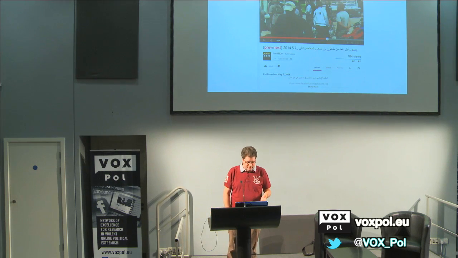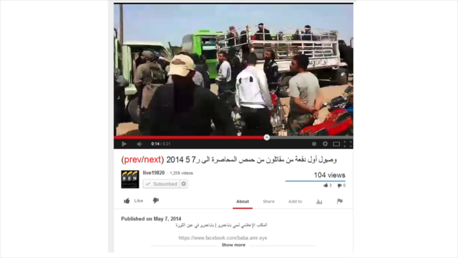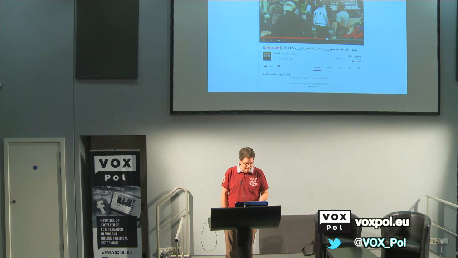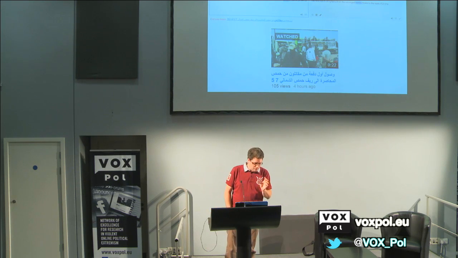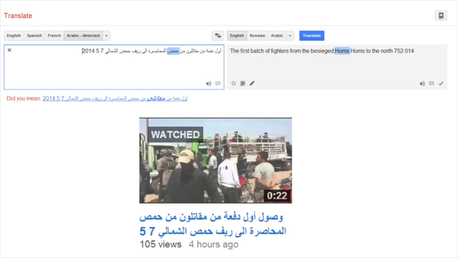So here we've got quite a simple example. This is a video that showed people from Homs. It was actually fighters after a truce had been agreed, and they were leaving. But I didn't think this was the original video. So what you can do then is take the title of the video, quite simple. This is how you get the name out of the videos, and then you just put it into Google Translate.